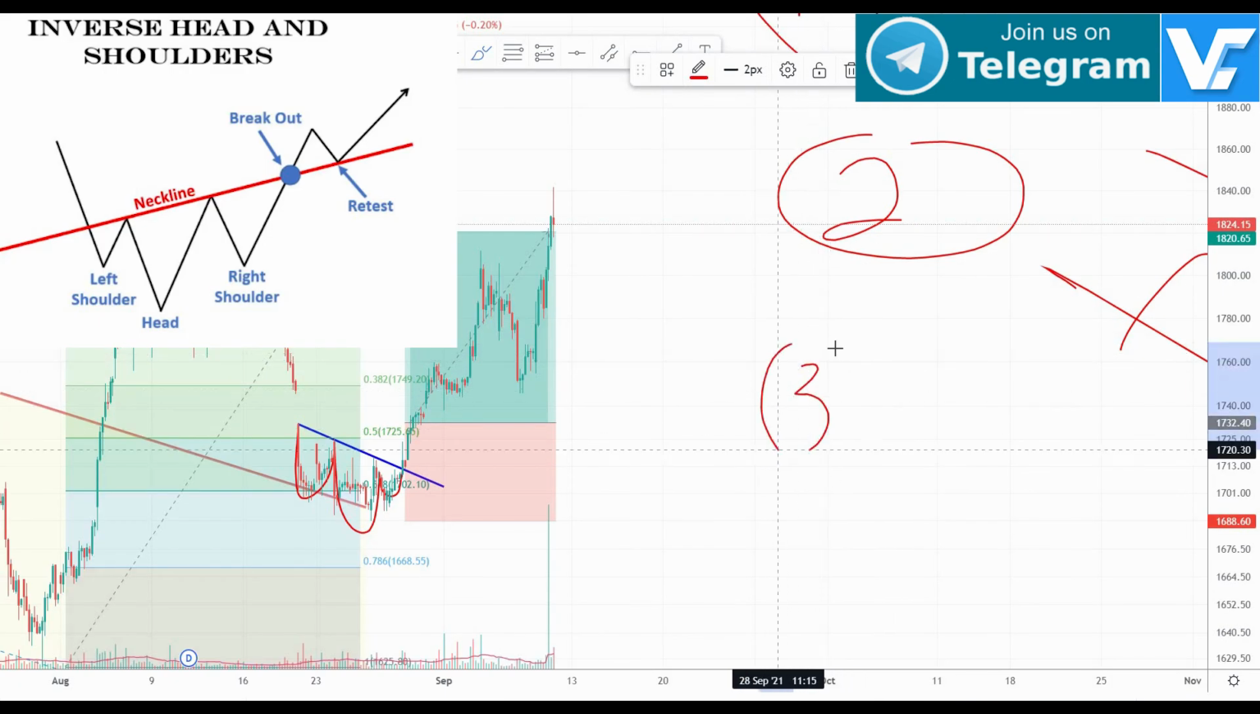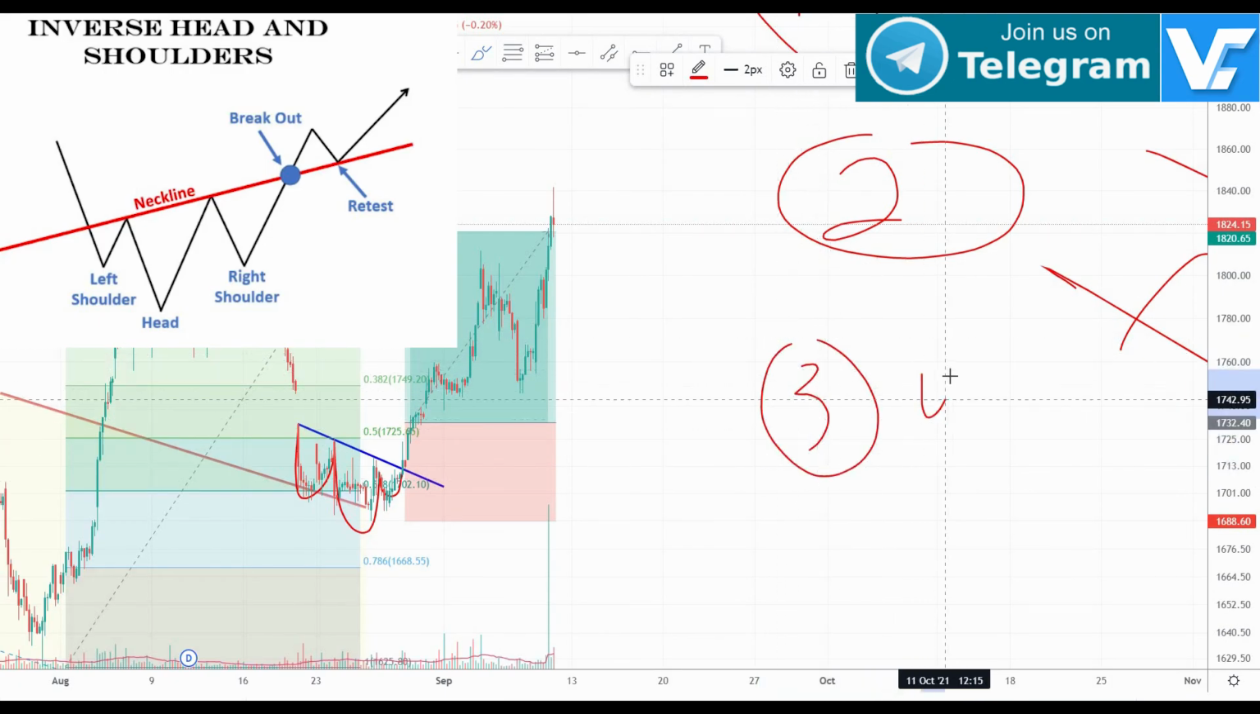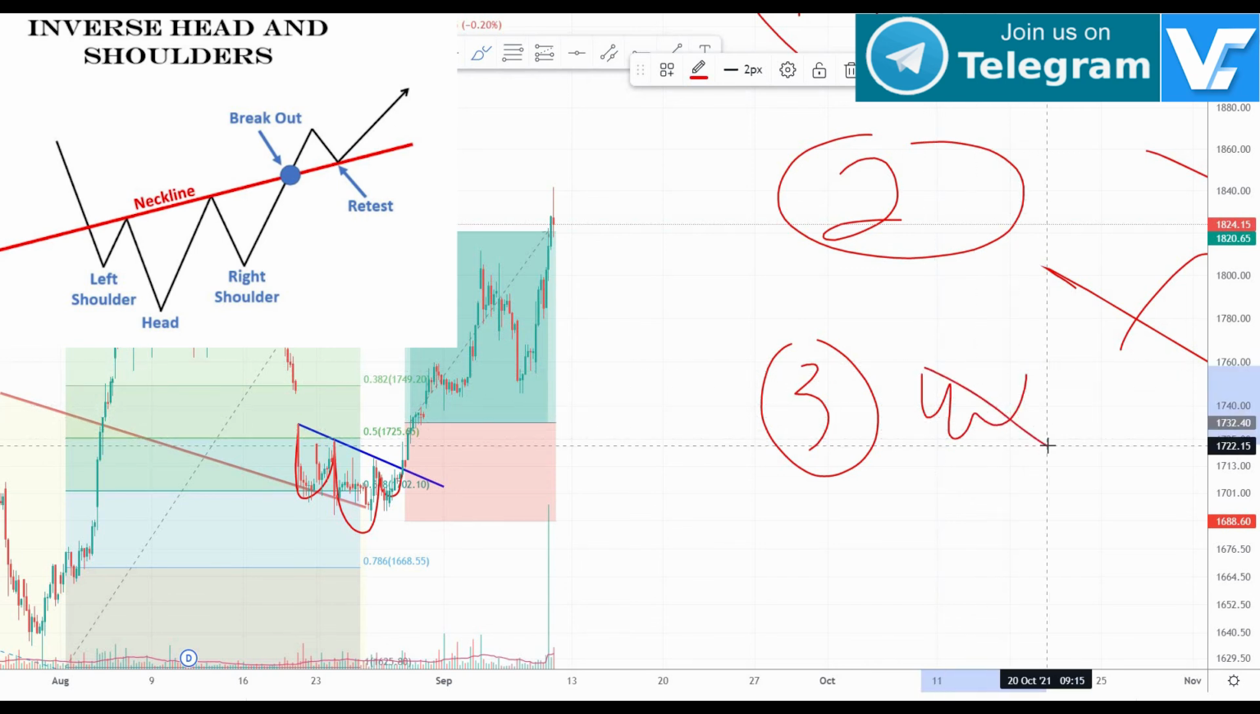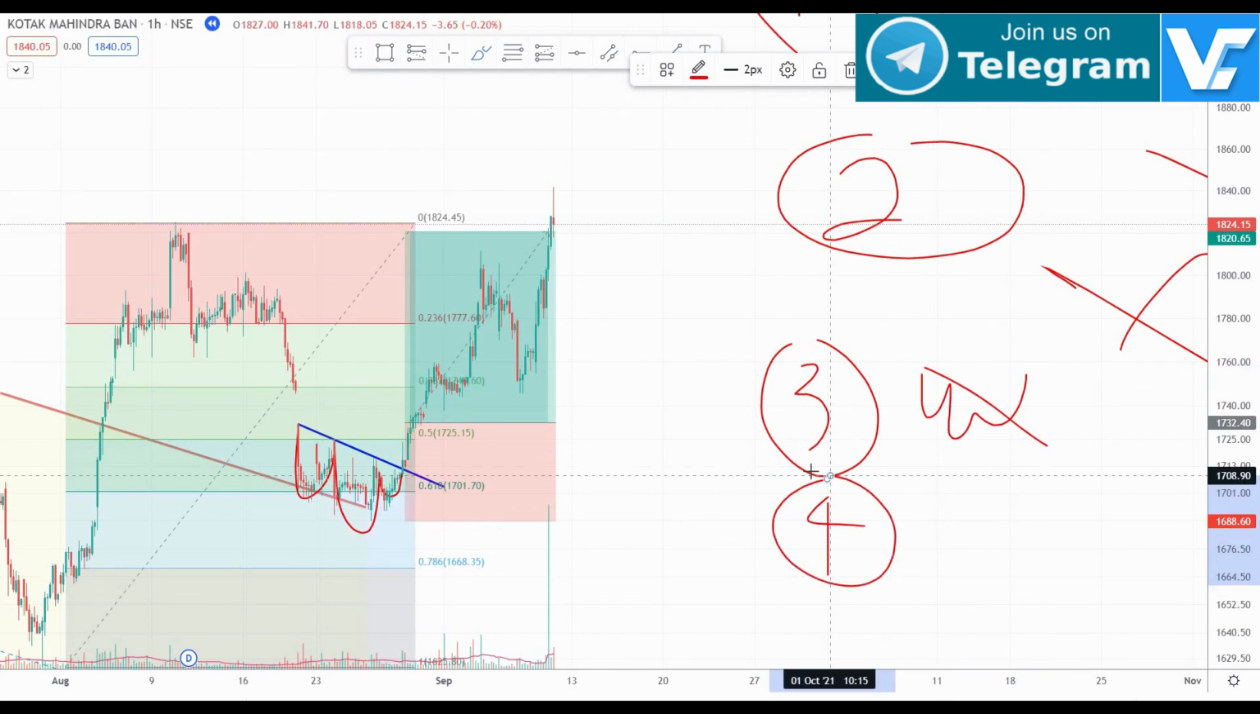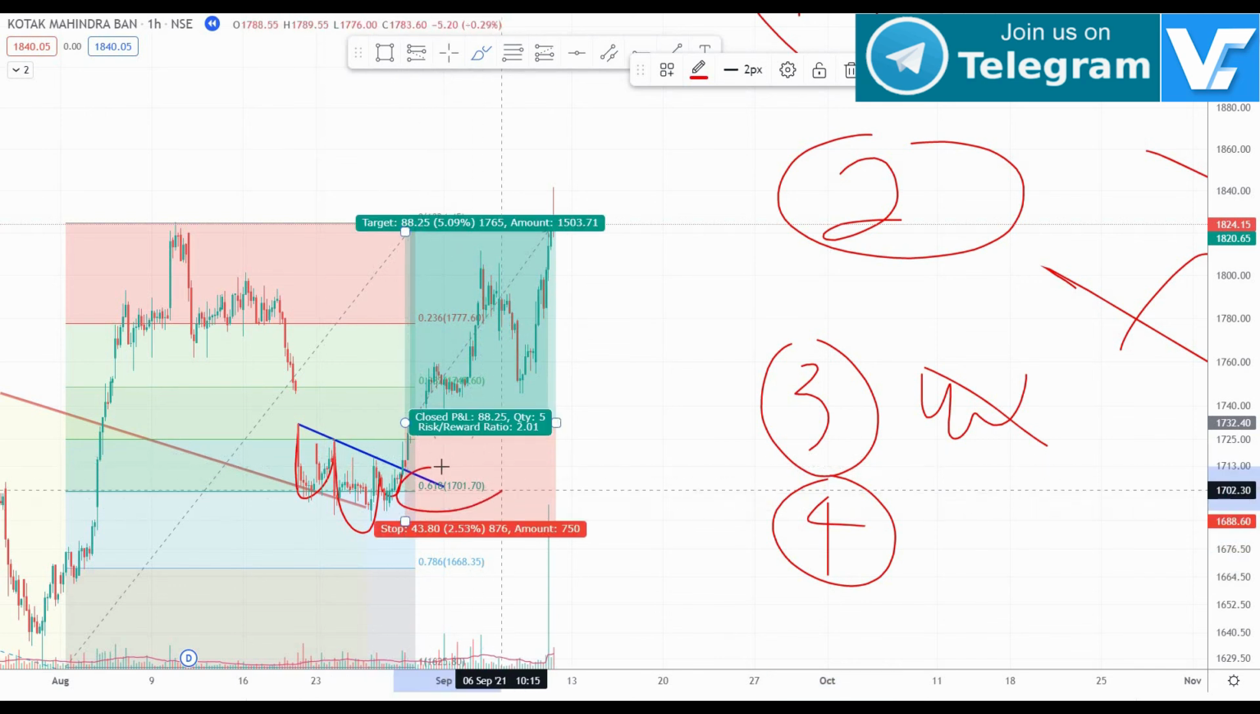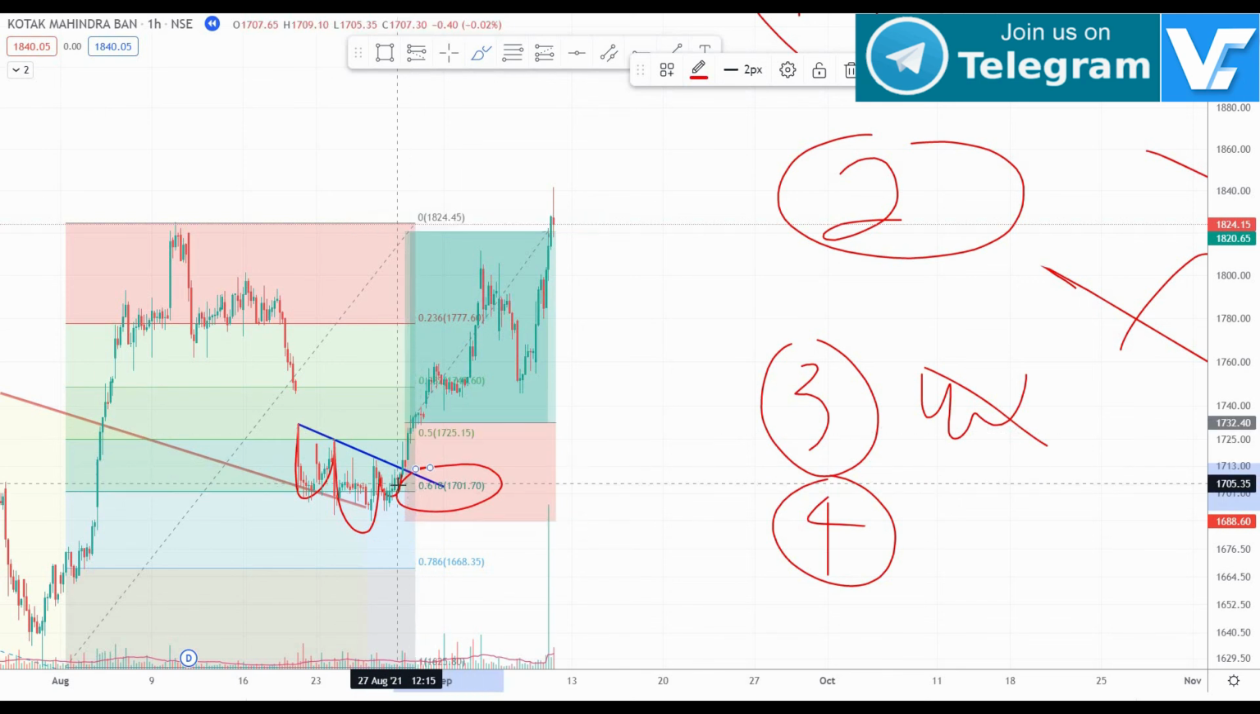Third reason, we can see an inverse head and shoulder pattern and it breaks the neckline as well. Fourth reason, Fibonacci retracement. The market got exact support at the 0.618 Fibonacci retracement level. It's a healthy retracement level as well. For these four reasons we took the trade and we booked the target at 1:2 risk reward ratio.